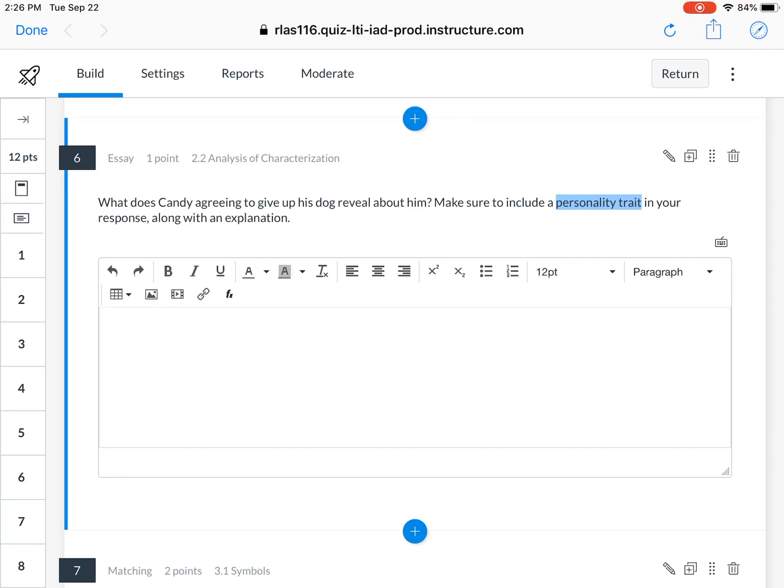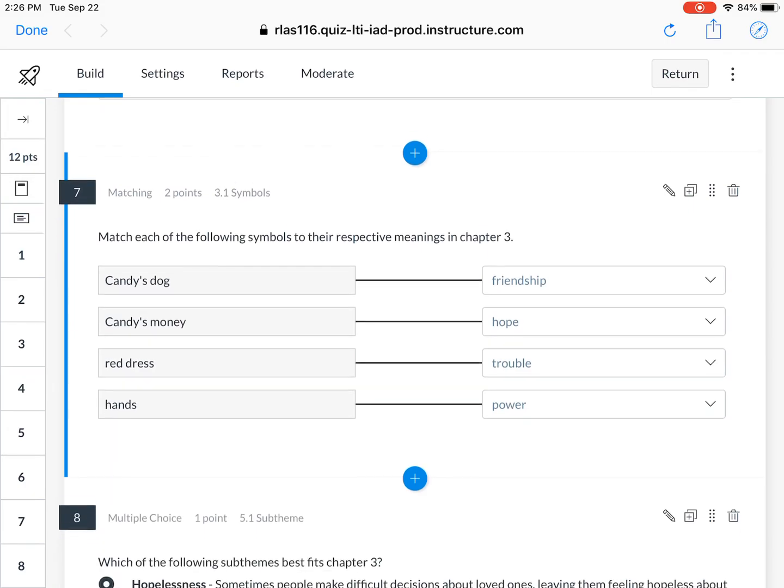What does Candy agreeing to give up his dog reveal about him? So a lot of you guys talked about how he is old, but it's more about how he's weak because he eventually gave up defending his dog. So that was the right answer.